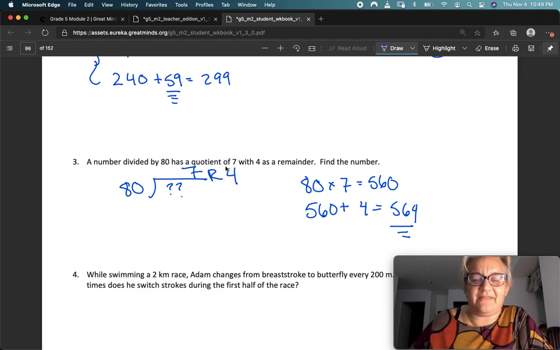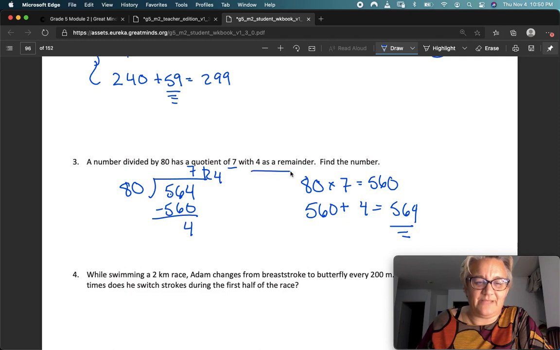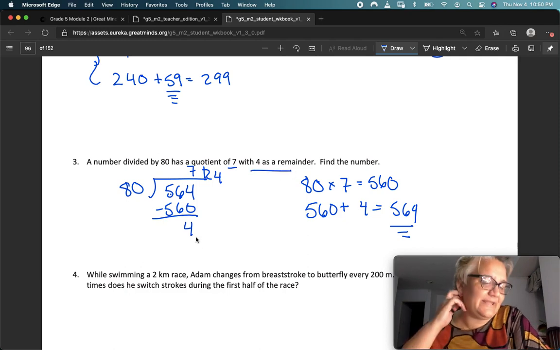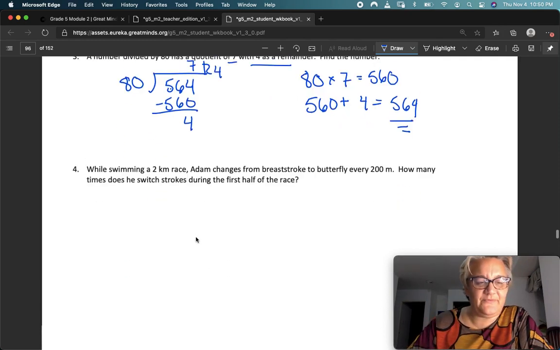Let me just check that work now. I'm going to erase these just to see. 564. 8 goes into 56 7 times, so I'm going to say 7. 7 times 80 is 560 with a remainder of 4. 7 with a remainder of 4. All right, that worked. Number 4.